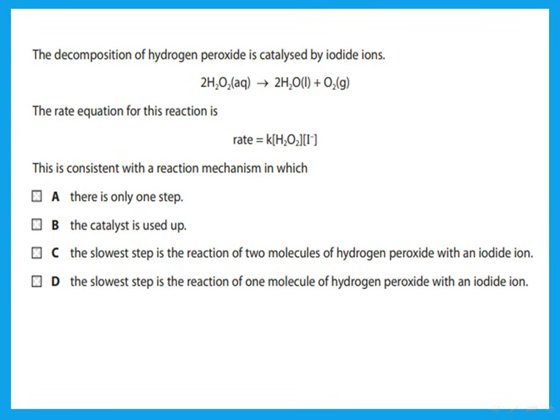Again, he's saying the decomposition of hydrogen peroxide is this, the rate equation is this, which one is consistent with the reaction mechanism? Okay, there is only one step in the reaction mechanism. Well, there is no way that you're going to know that. The catalyst is used up? No, there is no catalyst that is used up. Now, the slowest step is the reaction of two molecules of hydrogen peroxide with an iodide ion? Well, no, because it's first order. So the slowest step is the reaction of one molecule of hydrogen peroxide with iodide ion. If we were talking about two molecules, it would be second order.